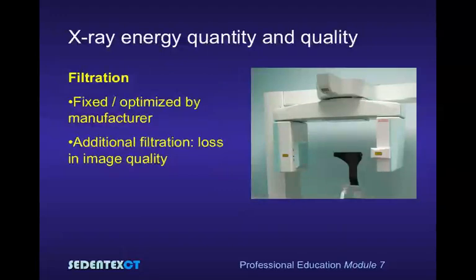What about filtration? Well, this is the parameter that is least likely to be adjustable by a clinician using a cone beam CT piece of equipment. It's invariably fixed and already optimized by the manufacturer. In theory, it would be possible to add additional filtration, and if we were to do this, it would lead to a loss of image quality. But this would only be achievable by the work of engineers and medical physics advice.